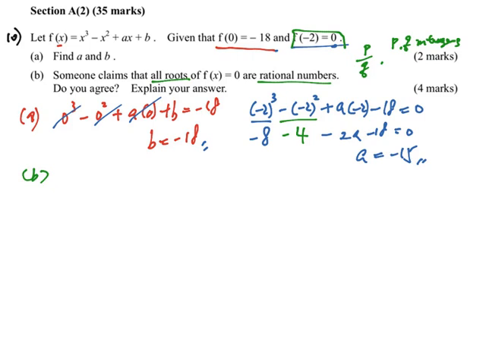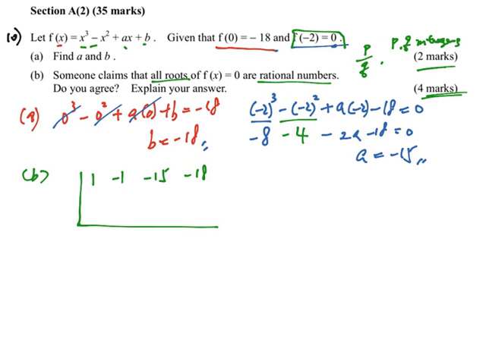So we can use short division to do it. So for this one, 1, negative 1, a is negative 15, b is negative 18. Actually, for this question, make sure a is all correct. Because if a and b are wrong, then you can't do part B. Then you will lose a lot of marks, 4 marks at least, or more than 4 marks. So double check your answer.